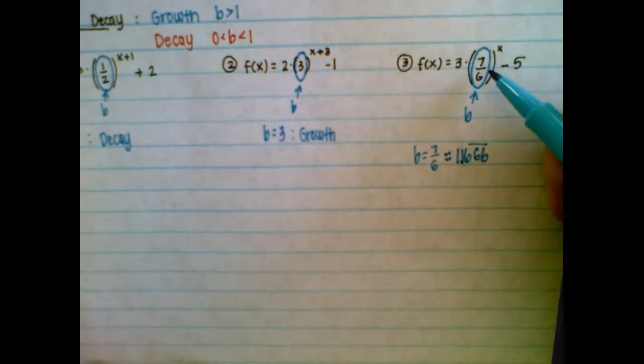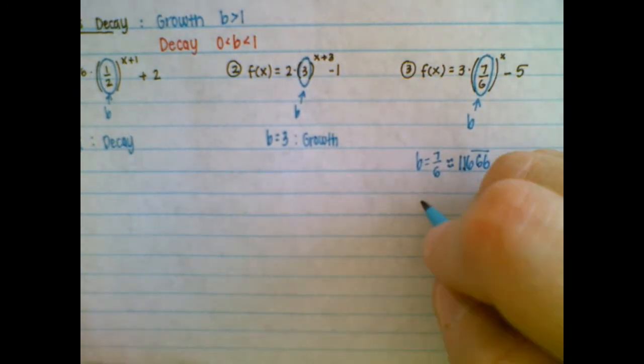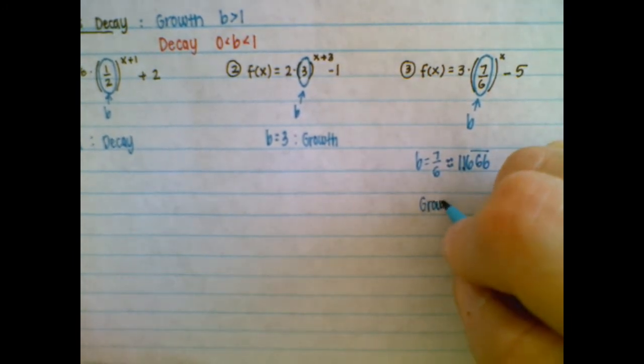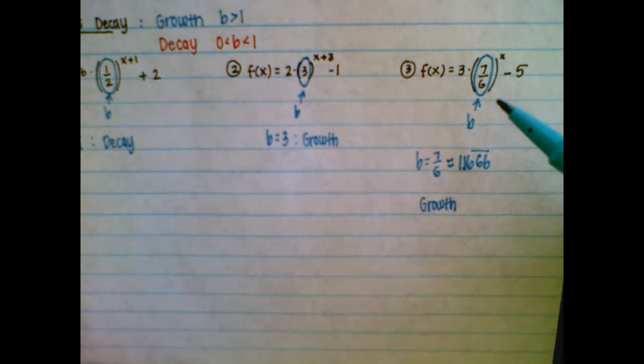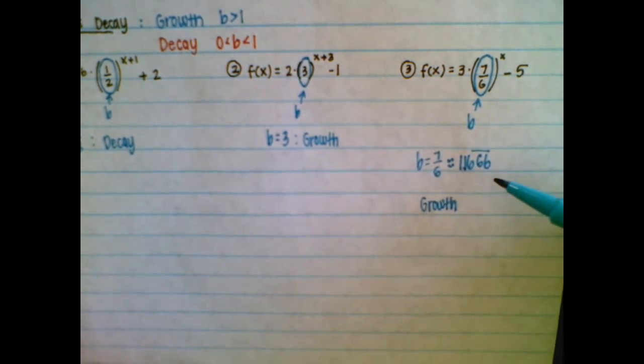So even though this is a fraction, my fraction is actually greater than 1. So this is telling me that this particular example is a growth function. Just be careful about those fractions. I know some people automatically want to put it in that category, but if you need to use your calculator to get the decimal approximation, definitely go ahead and do that.